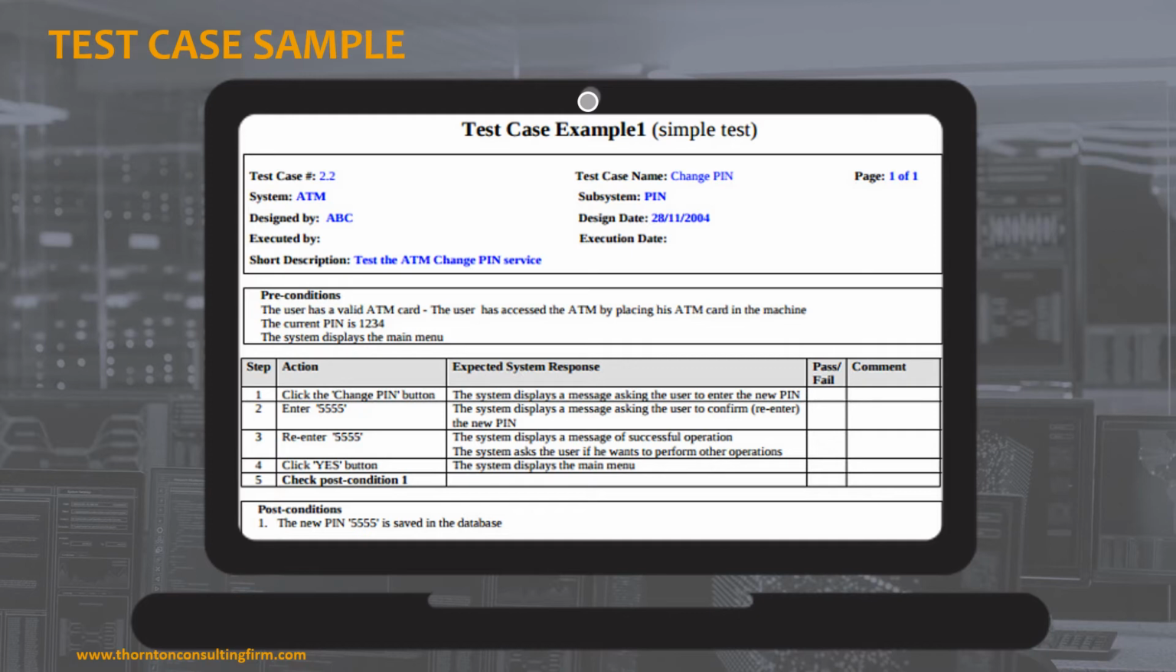Here are the steps, as well as the actions that should be performed and what the expected results are. So after a user or a tester clicks the change PIN button, the system should display a message asking the user to enter the PIN. If anything else outside of this happens, this test case will fail. There's also a pass and fail column, as well as a comment column.